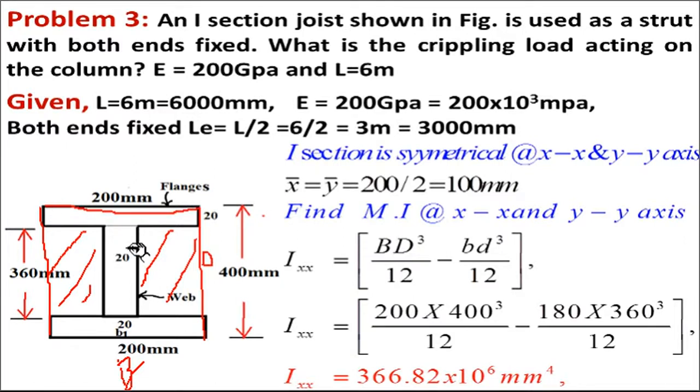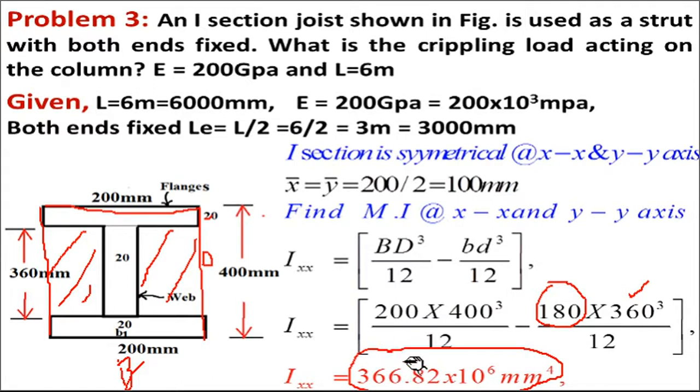From 200, if you deduct this 20, that is the wall thickness, you will get 180. So that will be small b. Small d means what? Total height is 400. Now from 400, if you deduct this 20, you will get 360, and this 360 will be the small d. If you take capital BD cube by 12 minus small bd cube by 12, here you will get the moment of inertia about the x axis, that is 366.82.